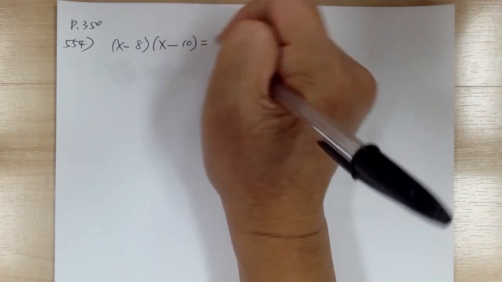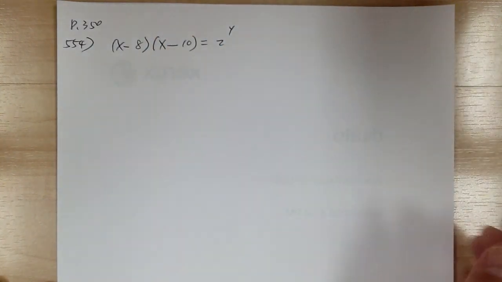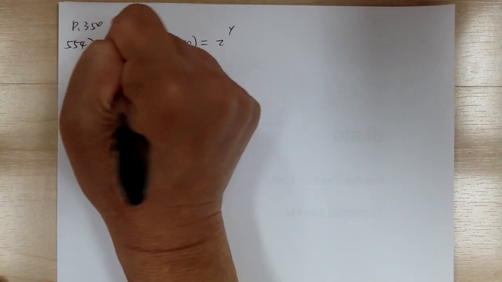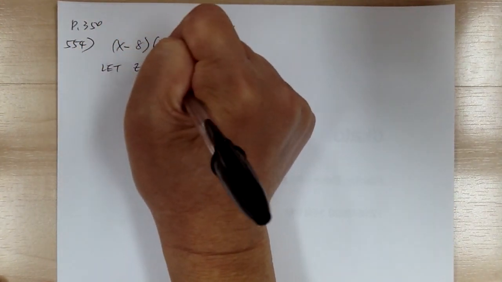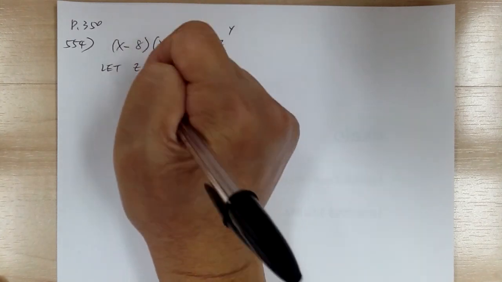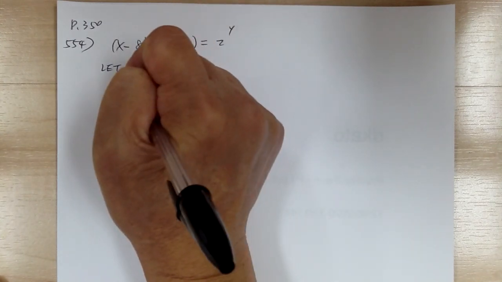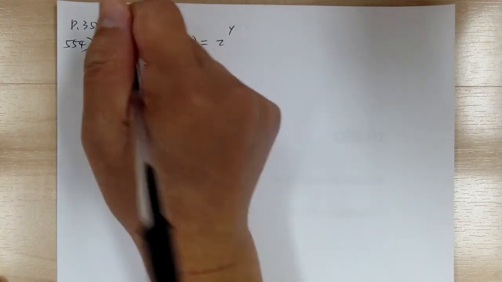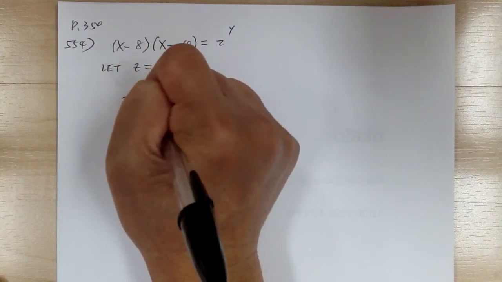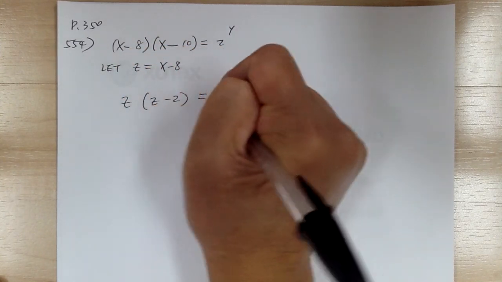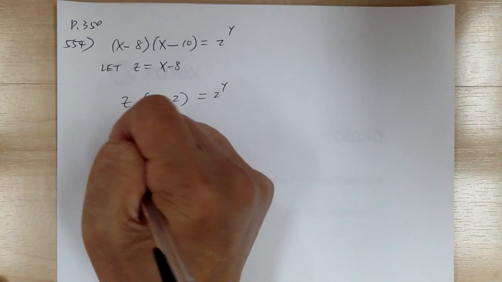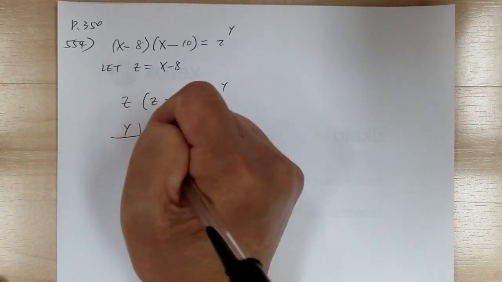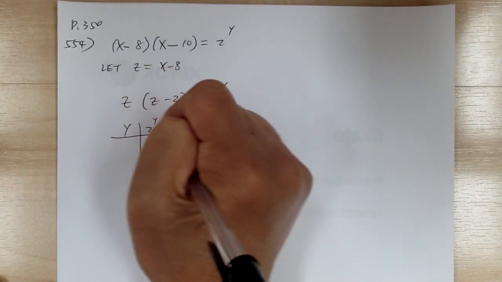Okay. So this one is kind of a little bit hard to do if you do it straight. So I'm going to let z equal x minus 8. And so that way, this becomes z times (z − 2). And then after that, we can go and solve. So we make a table.